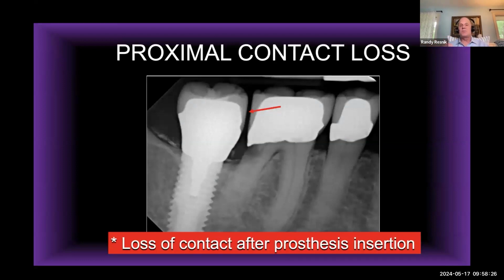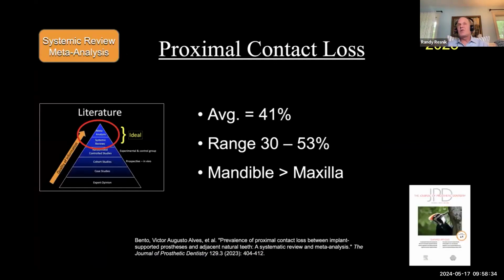Our last topic is proximal contact loss. What is that? Basically, you put an implant crown in, you lose contact after the prosthesis is inserted. Here's a meta-analysis systemic review from 1 year ago that shows the average is about 41% of implant contacts open up. The range is about 30 to 53%.